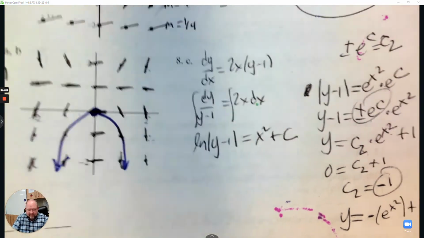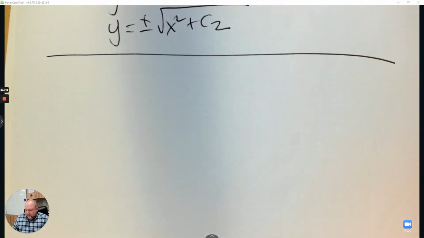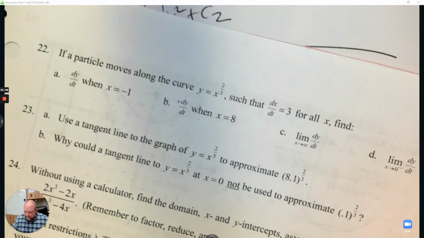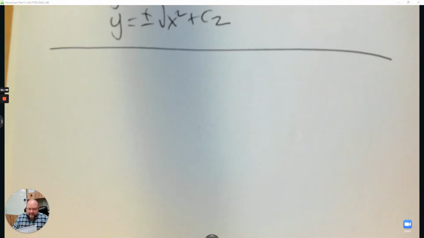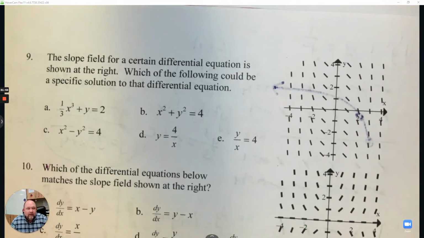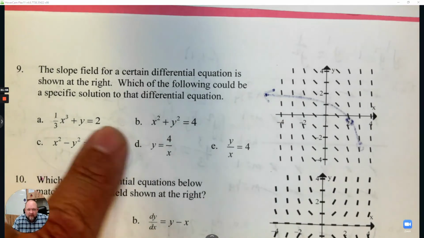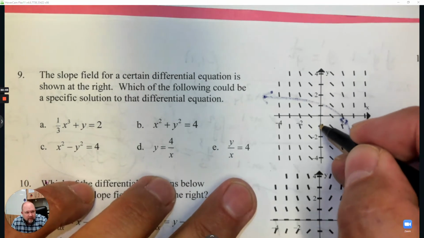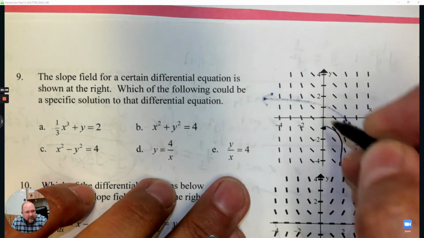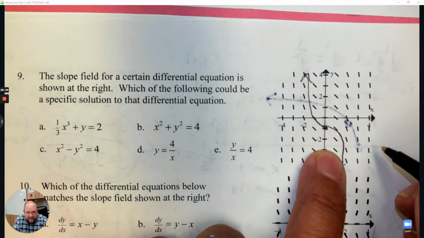Number 9. Oh, number 9's on this side. All right. So the slope field at the right matches one of these. Which of the following could be the equation for that? So I see a turning point here. I see it curving down to the right, and I see it going up to the left. So I feel like it's a cubic.